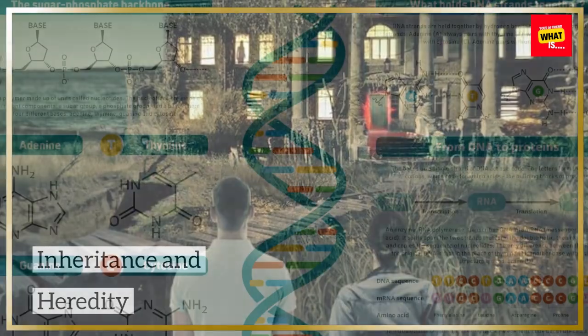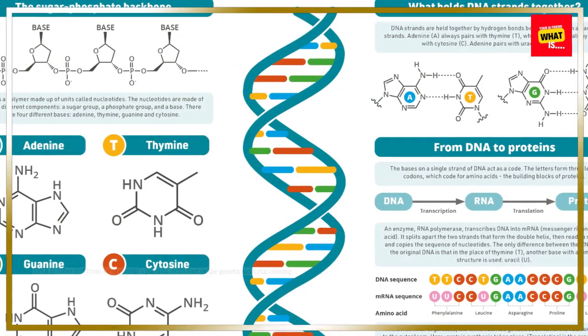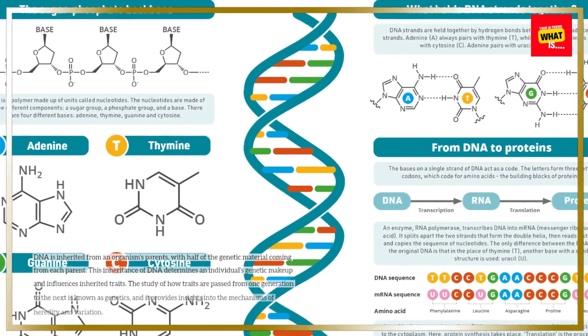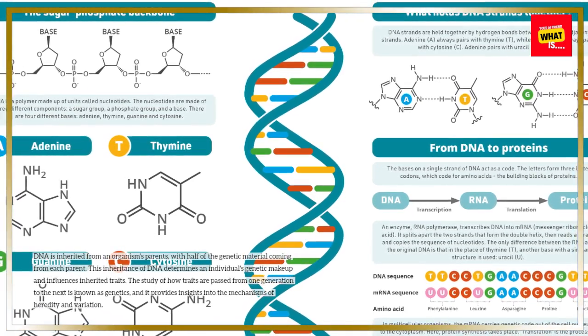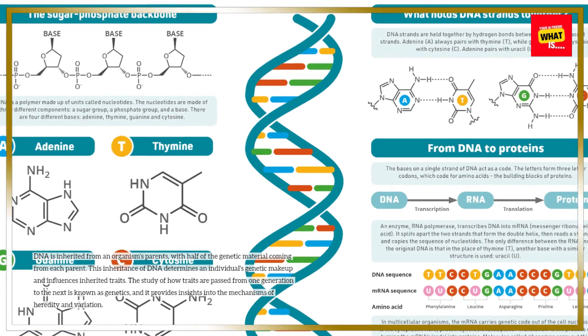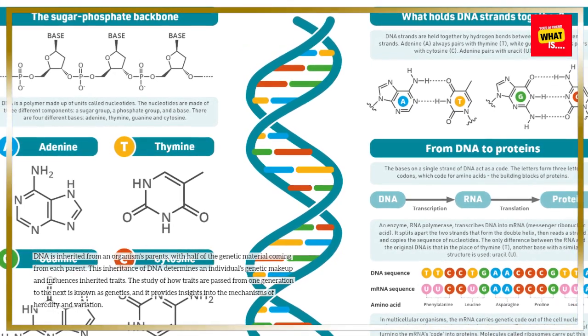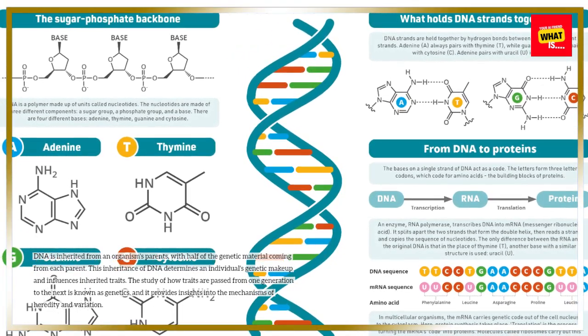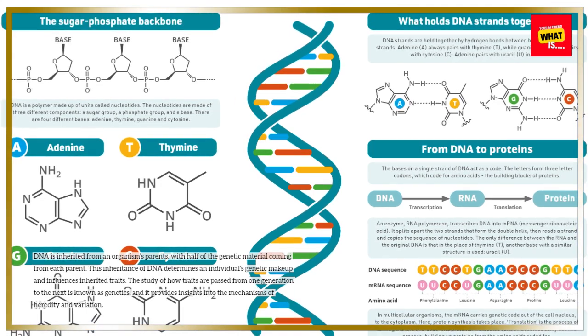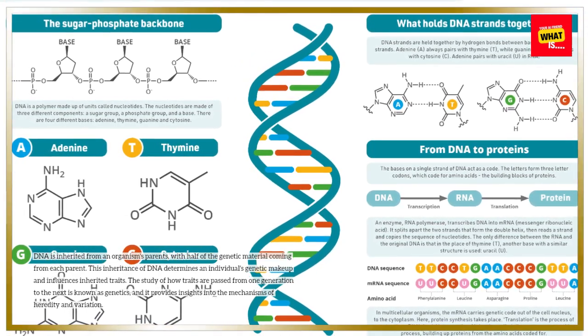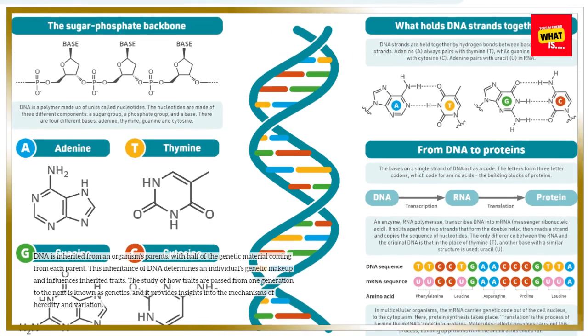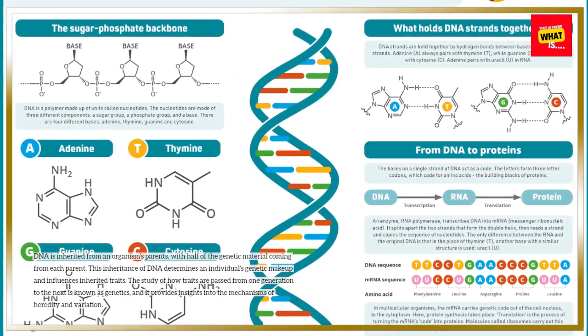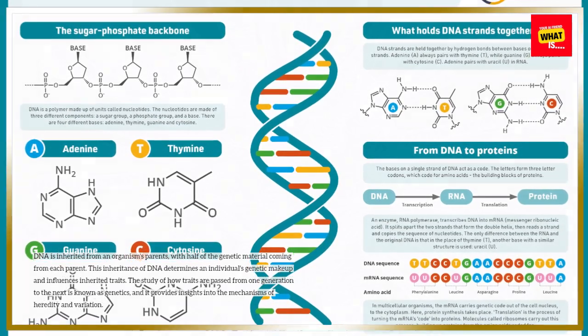Inheritance and heredity. DNA is inherited from an organism's parents, with half of the genetic material coming from each parent. This inheritance of DNA determines an individual's genetic makeup and influences inherited traits. The study of how traits are passed from one generation to the next is known as genetics, and it provides insights into the mechanisms of heredity and variation.